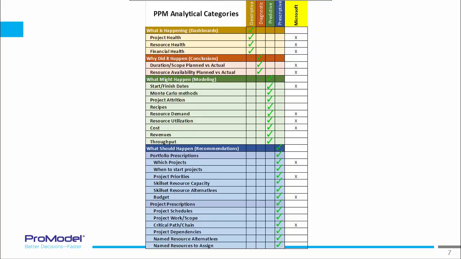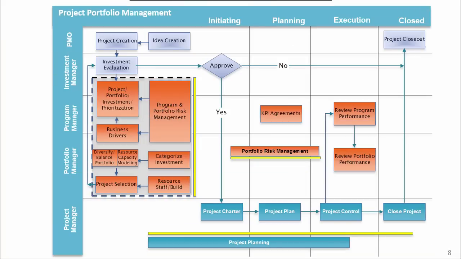So that was sort of ProModel's thinking 8+ years ago: there is an unmet need in the PPM space. And this diagram that you see up here is a PPM life cycle. It's pretty generic. It's not a one-size-fits-all, but I think this is pretty close to how most of them work. So let me explain it. On the left-hand side, you have various different roles. There are certainly more roles, but you have a PMO, investment manager, program manager, portfolio manager, project manager, and each one of the lanes are some of the functions that they would perform.